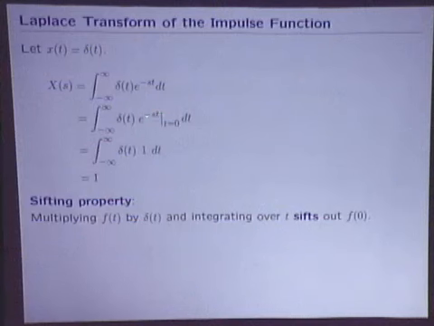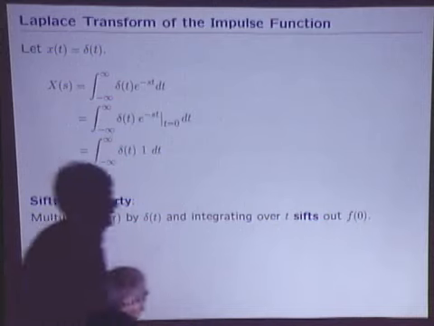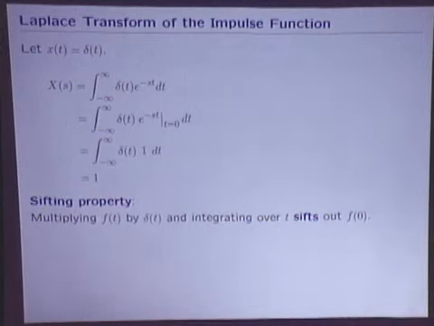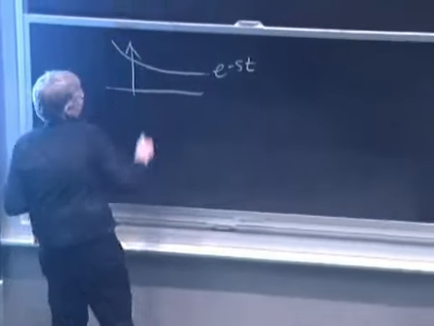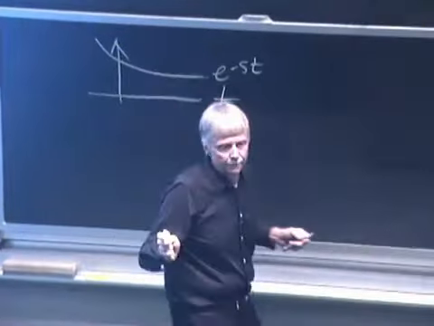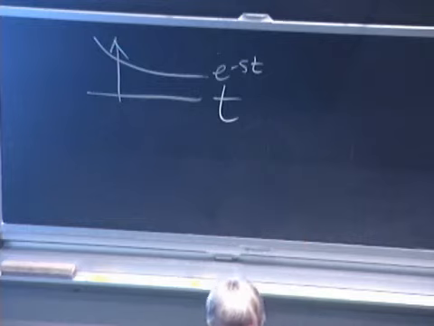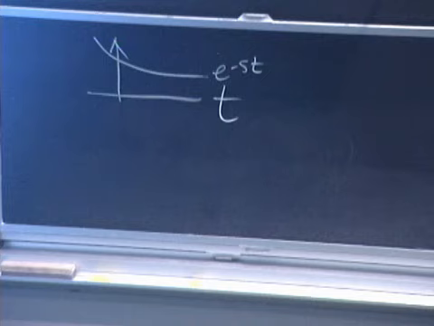So the only value of this function that matters in the least is its value at 0. If you think about what that looks like as a picture, if we have something that looks like e to the minus st, and if we multiply by an impulse, the impulse is 0 except at 0. The only thing that survives that multiplication is the value of e to the minus st at t equals 0.